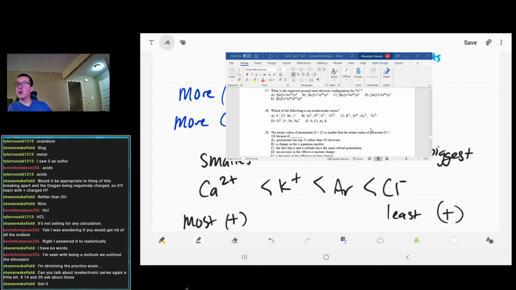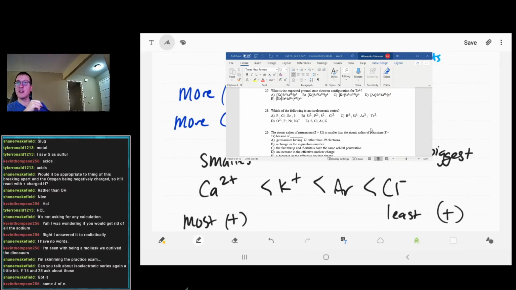Okay, cool. So which of these is an isoelectronic series? What is the definition of isoelectronic? Same number of electrons, exactly. So looking at all of these, there's a couple we can get rid of right away. Actually, like 3 of them we can get rid of right away.